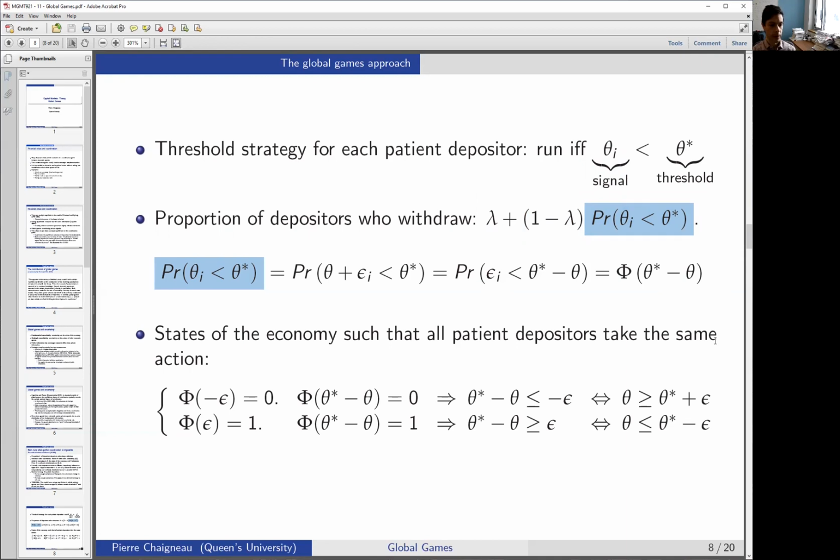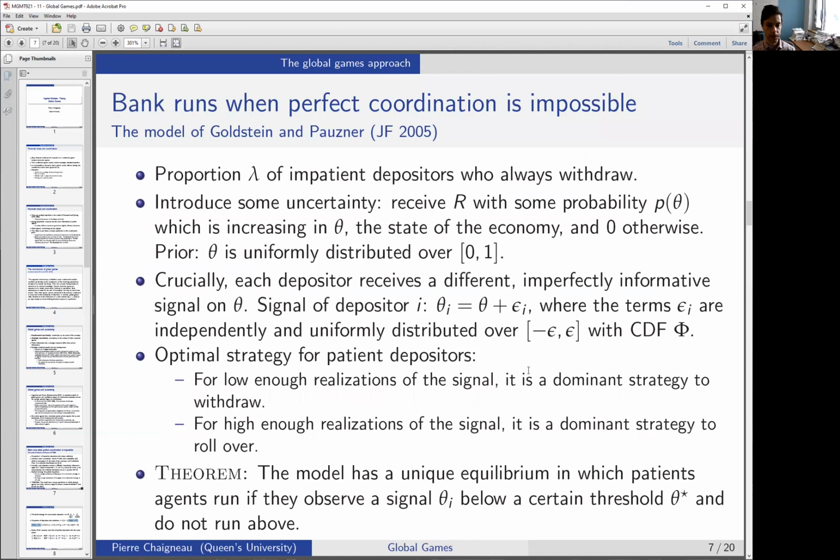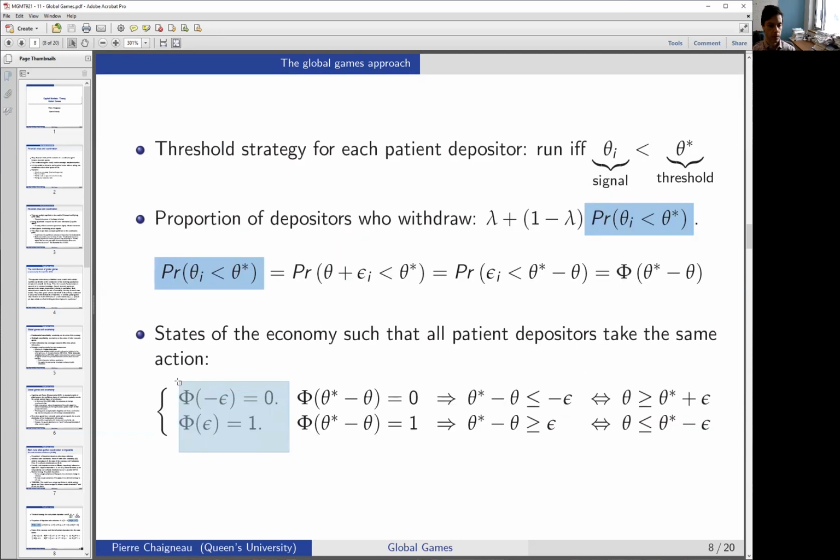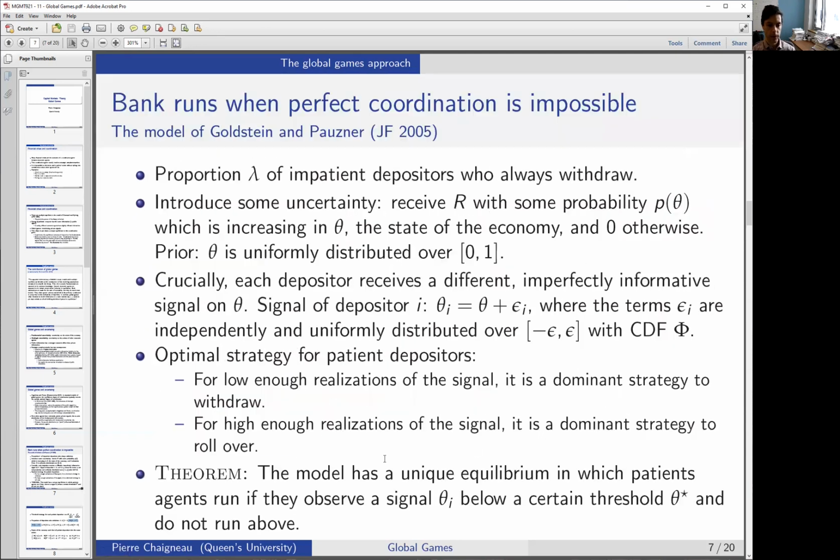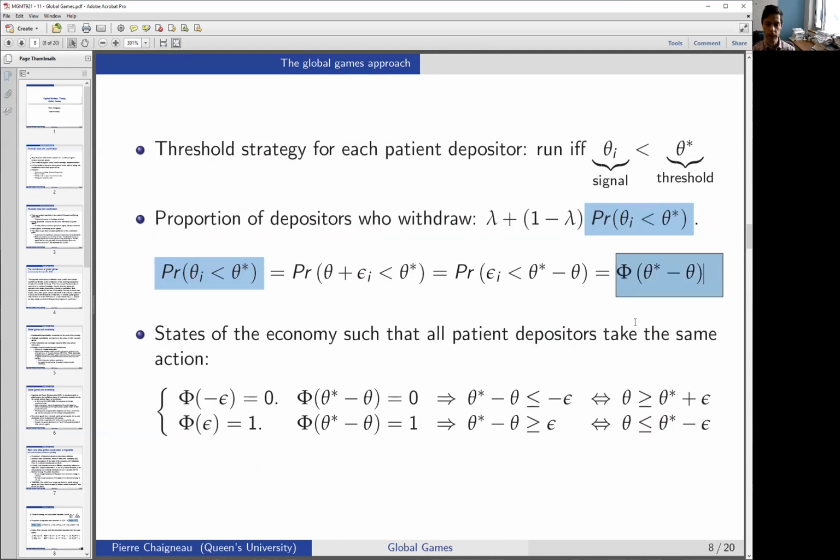And in particular, we can figure out states of the economy such that all patient depositors take the same action. This is simply because in this case, the signal follows a uniform distribution, which is bounded. We know that this will be true for this distribution, right? When is this expression going to be equal to 0? It's going to be equal to 0 whenever theta star minus theta is less than minus epsilon. When is that the case? So let's find the minimum level of theta such that this is the case.